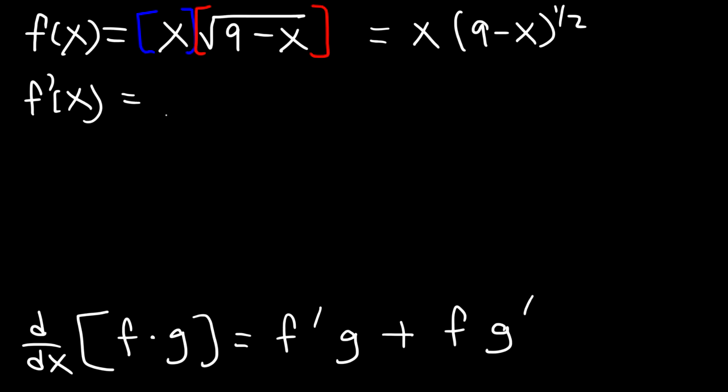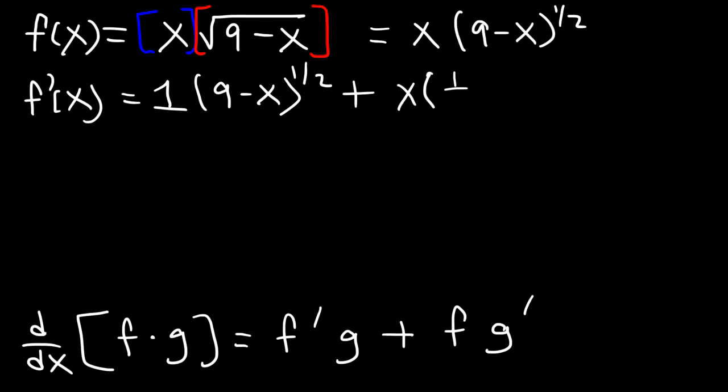So the derivative of the first part, x, is 1 times the second plus the first part times the derivative of the second, which is going to be, if you use the power rule and the chain rule, 1/2, keep the inside the same, and then subtract the exponent by 1. 1/2 minus 1 is -1/2, and then differentiate the inside function. The derivative of 9 minus x is -1.